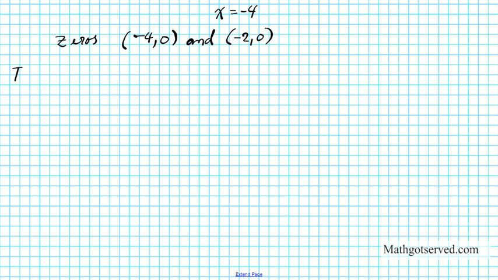Okay, now we're going to create a table of values. We need 3 points: the vertex, and 2 other points that are not the zeros. So let's go ahead and create our chart. Something like this.